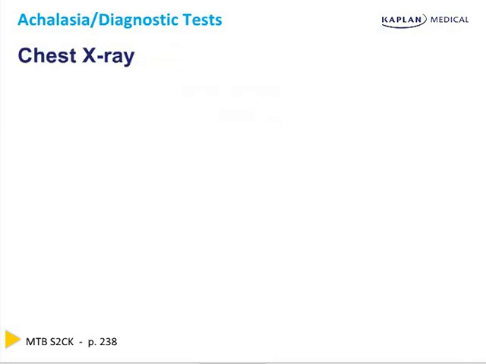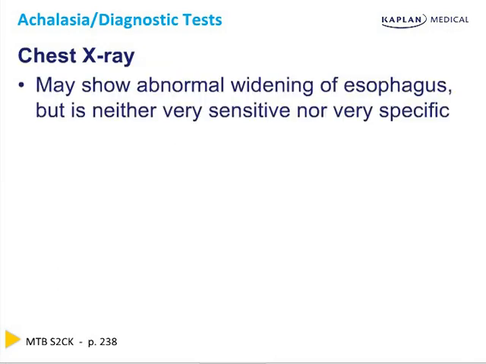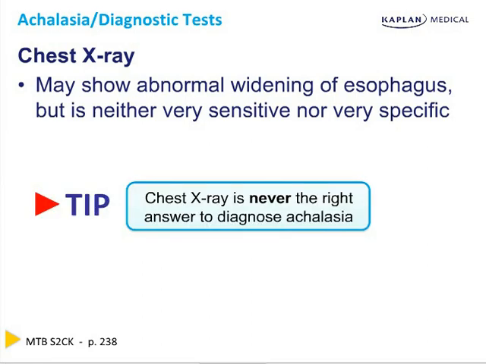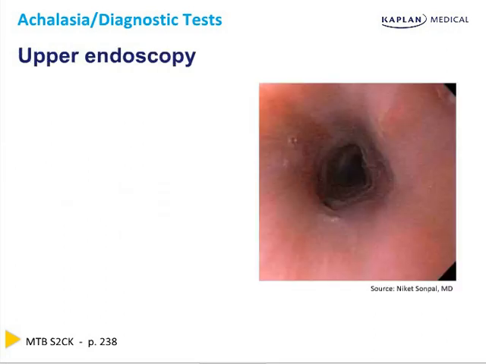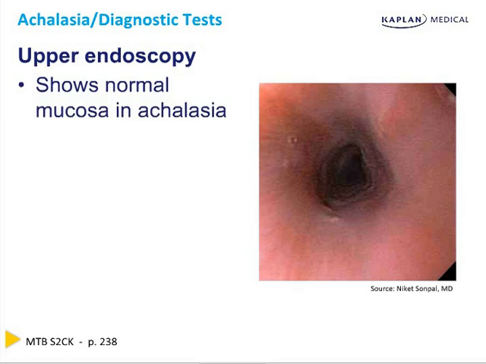A chest x-ray to diagnose achalasia may show abnormal widening of the esophagus, but it's neither very sensitive nor very specific. Chest x-ray is never the right answer to diagnose achalasia. So if you see it as a choice, cross it out. An upper endoscopy for the diagnosis of achalasia has low yield because it shows normal mucosa. However, if there are alarm symptoms such as anemia, heme-positive stools, and weight loss, you must do an EGD.